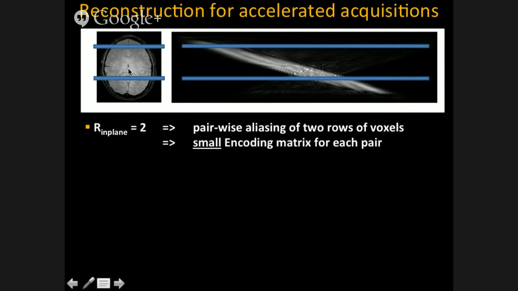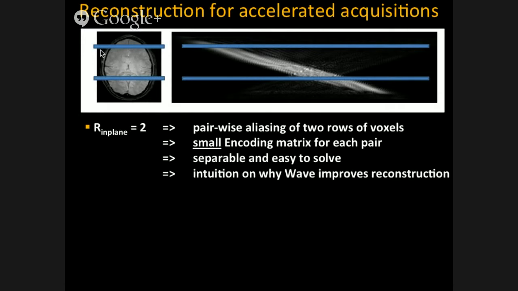We can reconstruct this using a small encoding matrix for each pair and keep doing this until we reconstruct the whole field of view. This is separable and easy to solve, and it provides us with intuition on why these wave gradients improve the reconstruction. If you look at 2 particular voxels that are overlapping in the wave image, we have this voxel spreading effect that spreads this voxel out, and it also helps us with the parallel imaging because now the collapsing voxels are far apart from each other.